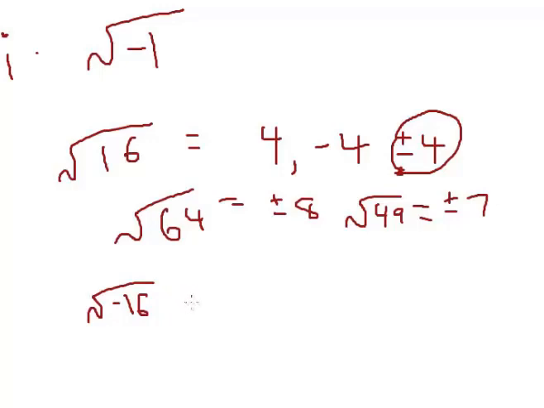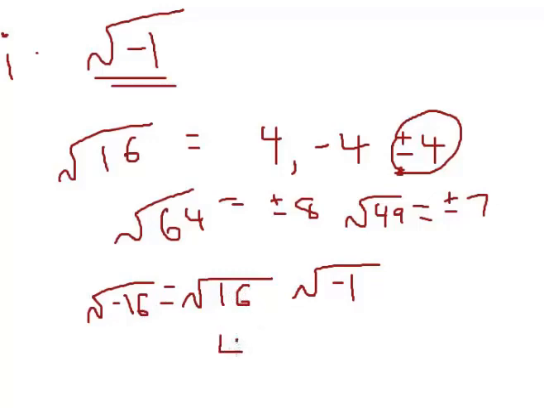And so therefore what you would do is separate this into i, which is the square root of negative 1. You could separate this: it equals the square root of 16 times the square root of negative 1. You can always separate them if you like, because negative 16 is in fact the same thing as 16 times negative 1. So the positive 16 you can change into 4, and the square root of negative 1 you can just leave as i. i means the square root of negative 1.